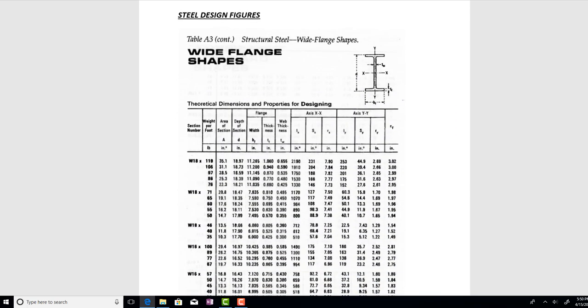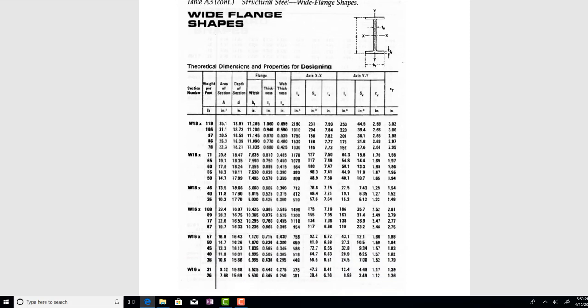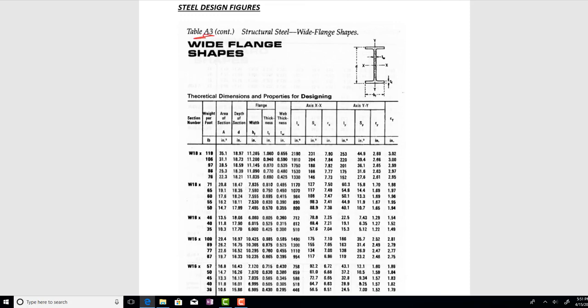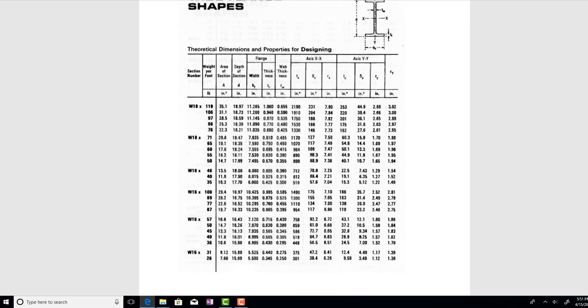All right, steel design figures. This is also from your appendices in the back of the book. I believe this is table A3. Don't quote me on that. It says it right there, table A3. You can quote me on that now because I remembered. Remember, table A3 actually went on for pages, and I've given you the one specific page that you would need to utilize on the test.